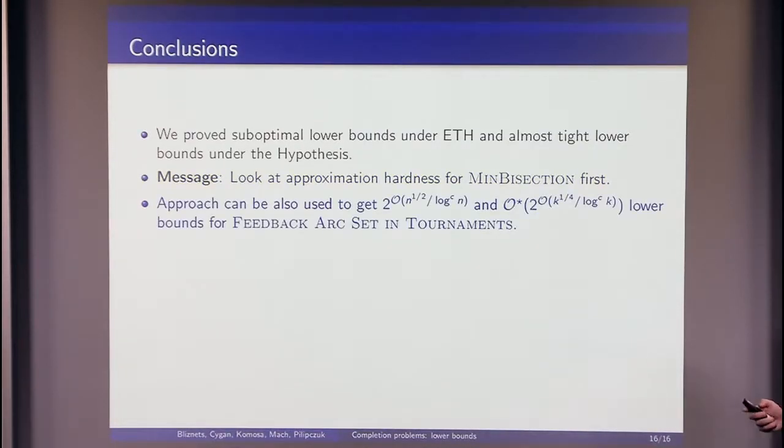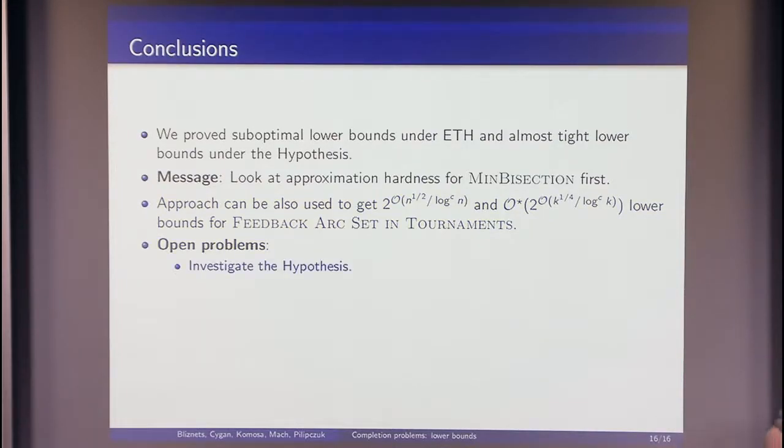And we believe that this makes investigation of this hypothesis I have shown a really nice open problem to work on. So the same approach can also be used to get still suboptimal lower bounds for the feedback arc set in tournaments. This is under ETH only. However, under minimum bisection, we cannot prove anything better. So still there is a gap for feedback arc set in tournaments using this approach.